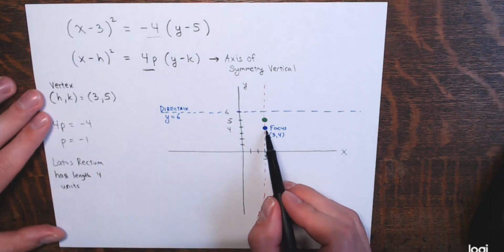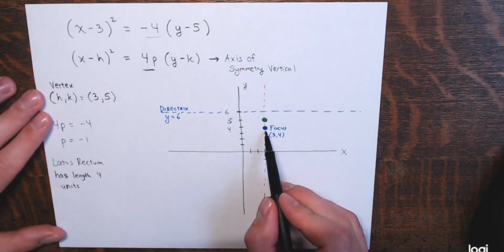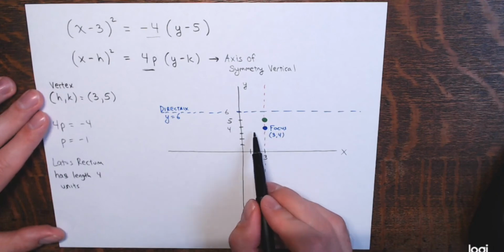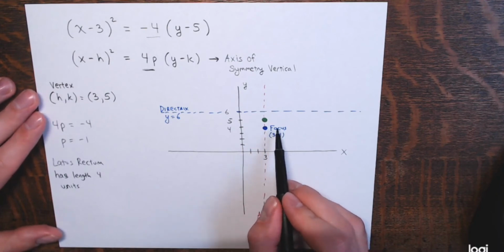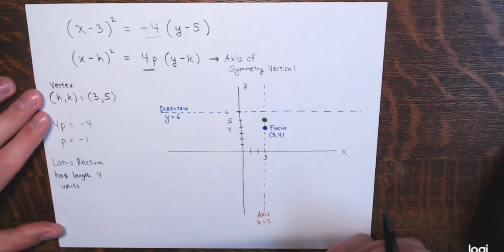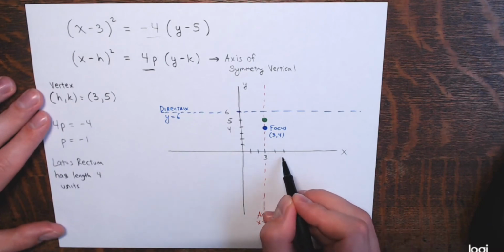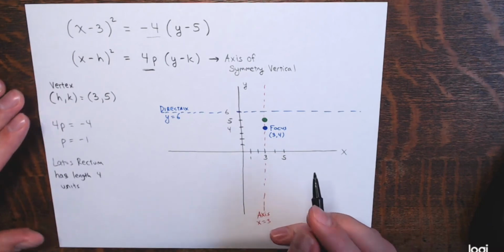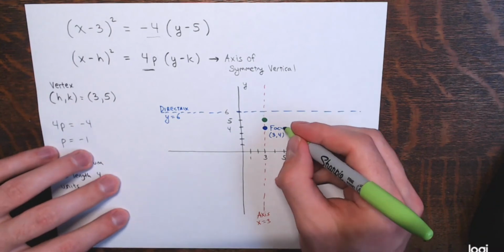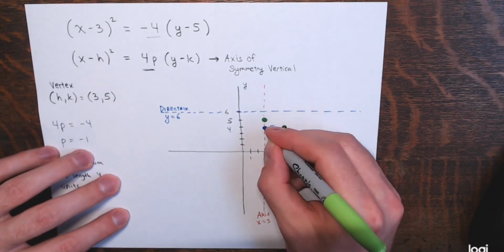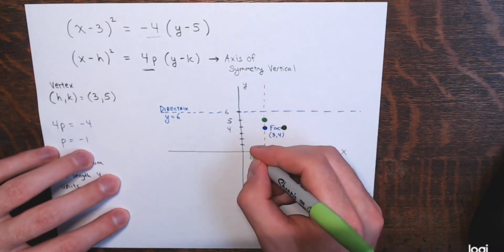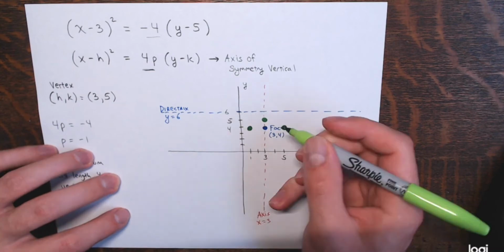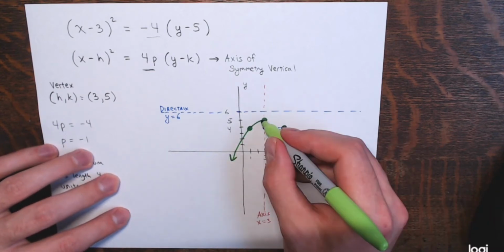And then using symmetry, that just means go from the focus 2 units right, 2 units left. Remember, the latus rectum is going to be parallel to the directrix or perpendicular to the axis of symmetry. So if I go 2 units right, 2 units left, here's the point (5, 4), 2 units right of the focus, and (1, 4), 2 units left of the focus, and then here's the parabola.